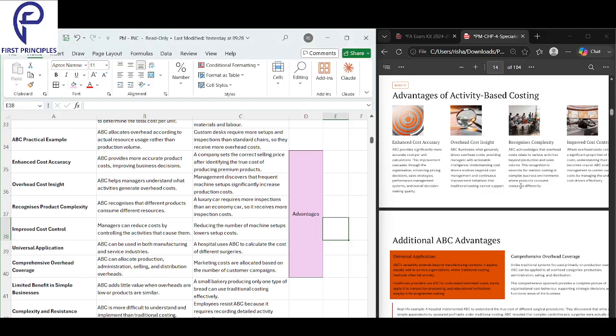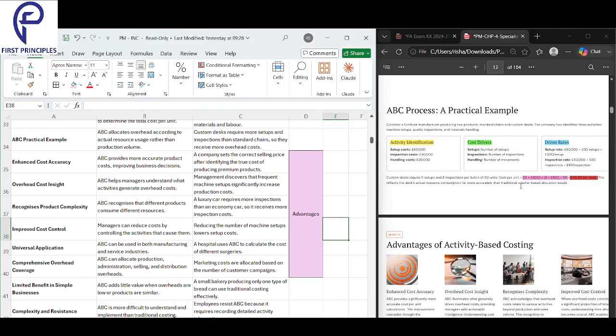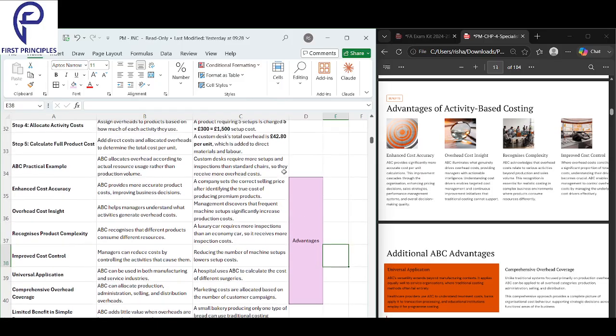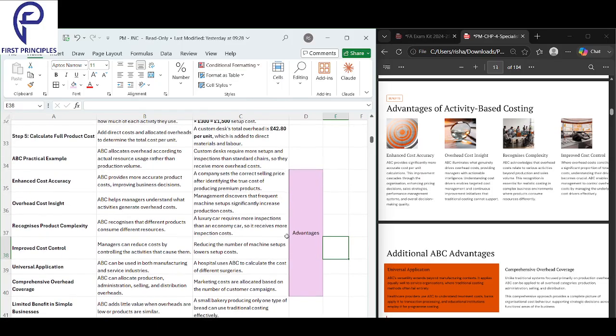Okay, so in the last class, we finished a practical example of ABC costing. Now, we'll finish the advantages of ABC over absorption, right? So, what was the primary difference here? ABC is based on what? Activities, whereas the absorption base was what? Production volume, absolutely right. So, that is why the two were different in those ways.